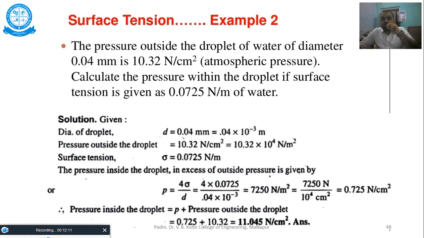If you wish, we have to convert, actually our outside pressure is given in terms of Newton per centimeter square. If you wish, we have to convert this meter square into centimeter square also. Okay, so pressure inside the droplet is equal to pressure P plus pressure outside the droplet. So the pressure we found, 0.725 plus the outside pressure 10.32. From that we will get the pressure inside the droplet, that is nothing but 11.045 Newton per centimeter square. Is it right?